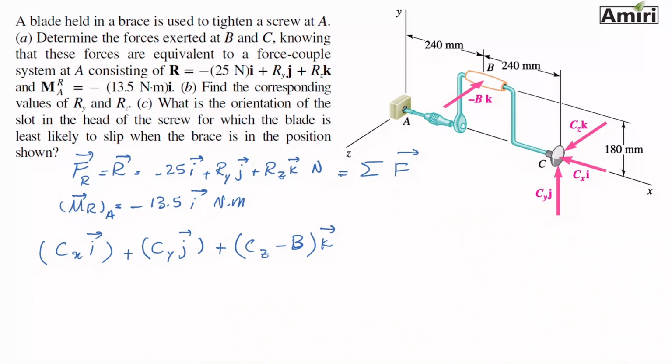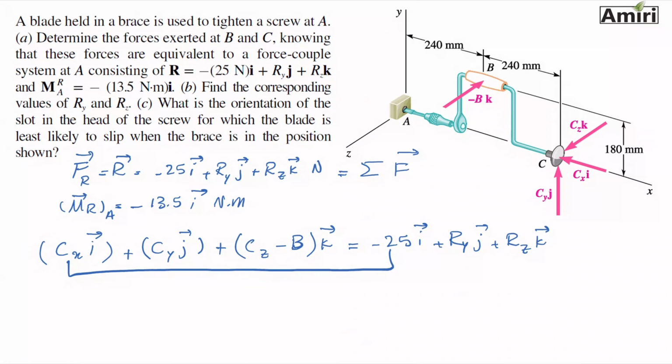And K. So this is equivalent to minus 25 I plus Ryj plus Rzk. This is what's given. So by just looking at it quickly, there's one that I don't even have to do any equations or anything. I can quickly get that Cx is minus 25 newtons. That one is done right away.